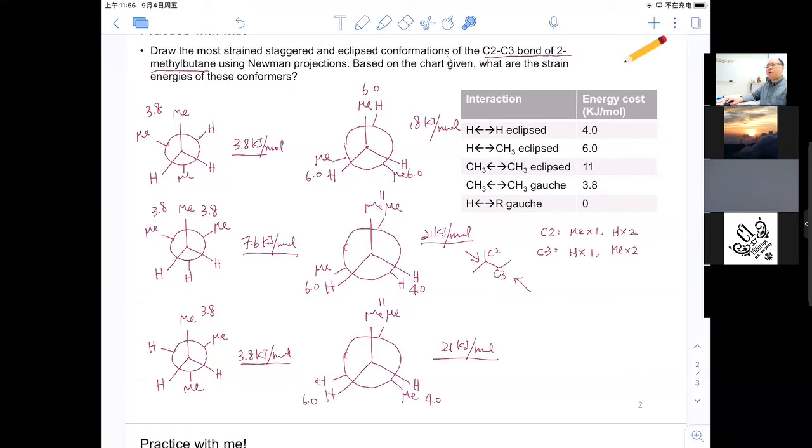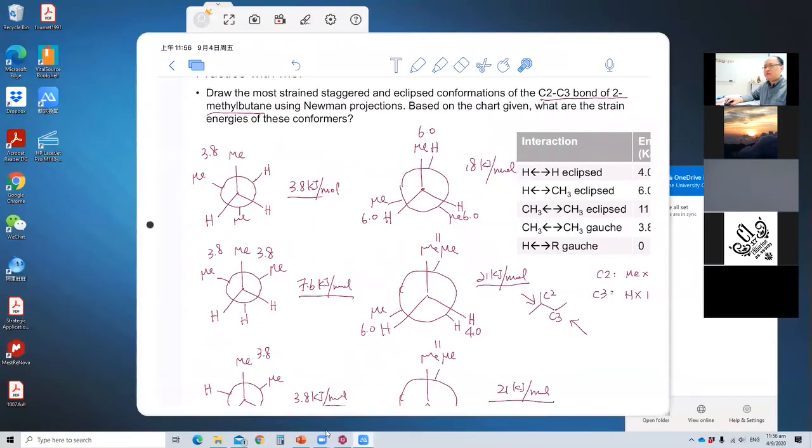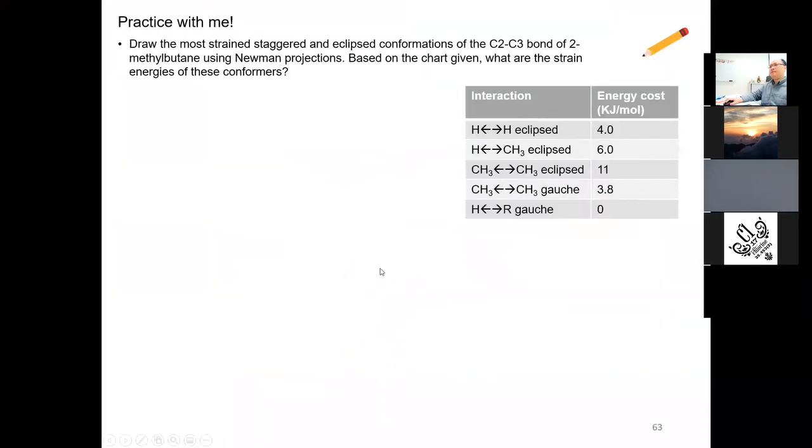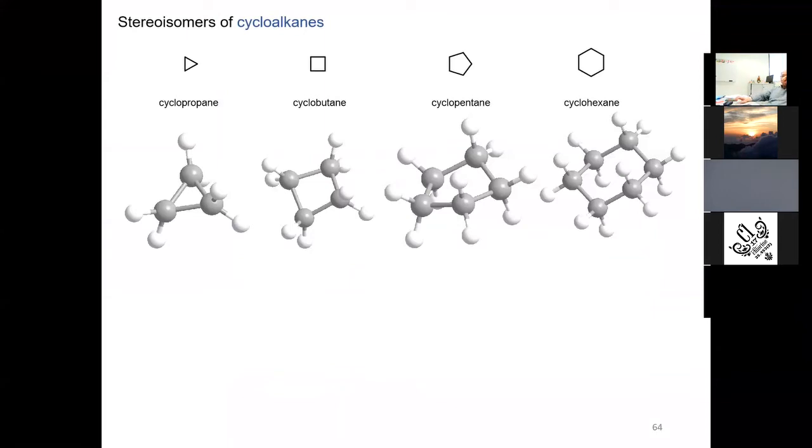Okay, so let me get back to the... So before, as I pointed out in the roadmap of study, eventually we will go to the cyclohexane conformation, right? And before we go to cyclohexane, I will give you some brief introductions of smaller rings, those conformations with smaller rings. All right. So now what you see is the 3-member ring, 4-member ring, 5-member ring, and the 6-member ring.